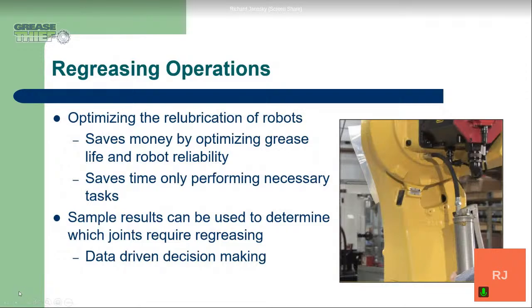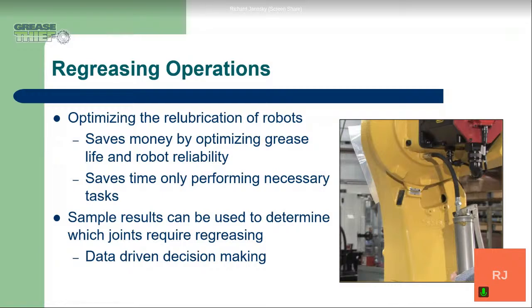First we'll talk about some of the regreasing operations for robot gear drives. As we mentioned, it's important to optimize the relubrication of robots. Doing so can save money on grease and also on the time to perform the relubrication task. It's an important task, and it can be time consuming with the work to open up, do any movement required, anything like that the OEM might require when relubricating or regreasing the joints.